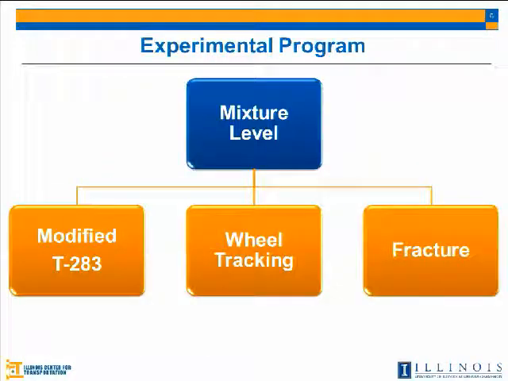Here is a flow chart which shows the mixture level tests that we used in this study. We have three tests. We have the modified AASHTO T 283 test with 5 freezing and thawing cycles. We have the wheel tracking test, and also we have the fracture test using SCB samples.